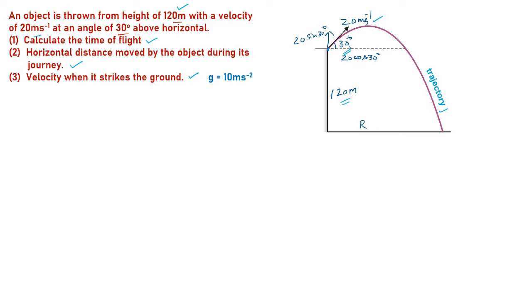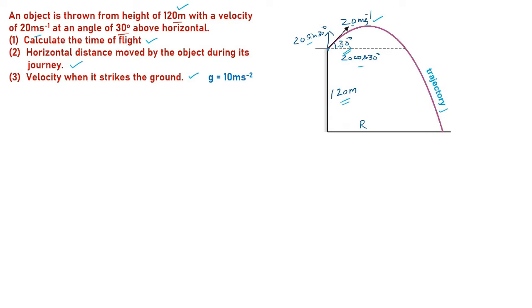So what has been done here? This velocity of projection has been resolved into two components, 20 cos 30, because this is 30 degree. This is 20 cos 30 degree. This is 20 sin 30 degree. So the horizontal component of velocity is 20 cos 30 degrees, and the vertical component is 20 sin 30 degrees.